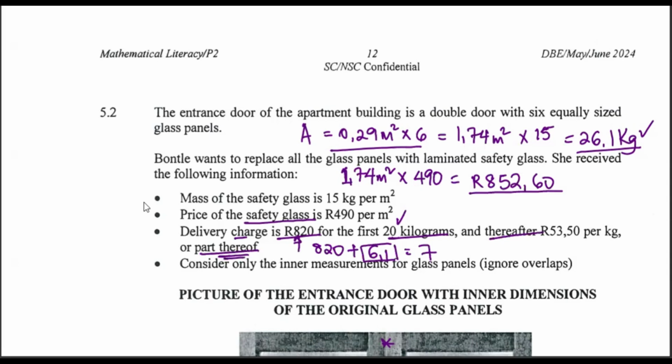This simply means if the person has used 5.6, they will count it as 6. If the person has used 5.2, they will count it as 6. This other part here, they count it full. So this is 7. 7 times 53.50.